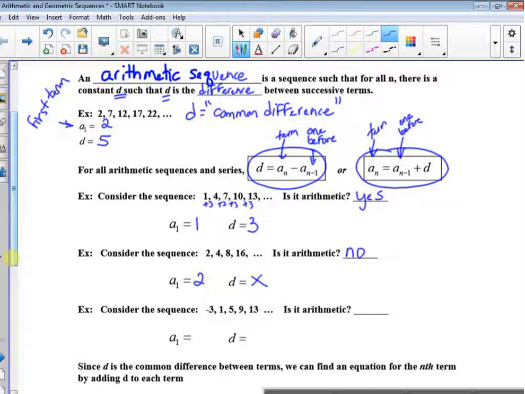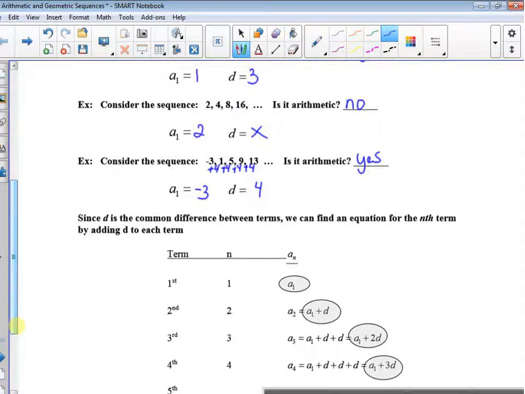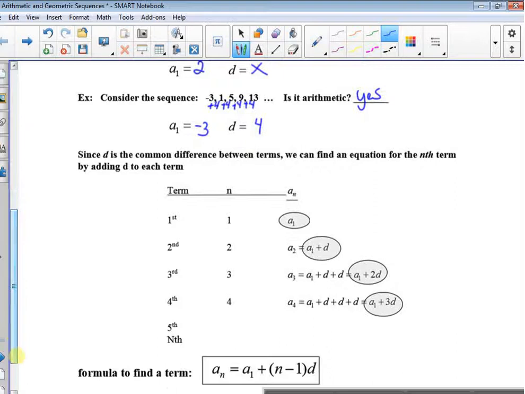The next piece, is it arithmetic? Negative 3, 1, 5, 9, 13. If we look at it, we would add 4, add 4, add 4, add 4. So the common difference is 4. The first term is negative 3, and yes, it is arithmetic. So we would need to be adding the same thing from term to term. So you're just taking negative 3 plus 4 to get 1, and then 1 plus 4 to get 5, and 5 plus 4 to get 9.